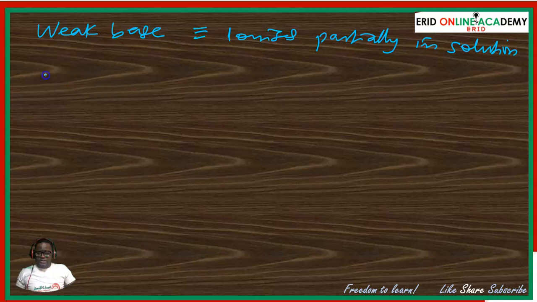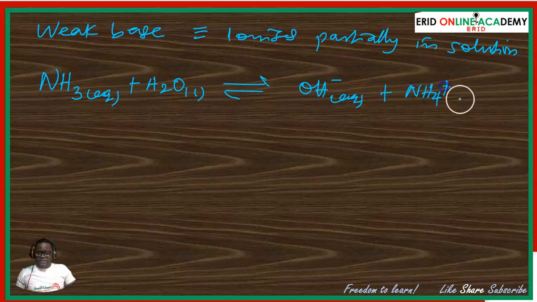Let's take an example of a weak base, ammonia. Ammonia is a weak base. When ammonia dissolves in water, ammonia ionizes into hydroxide ion and ammonium ion. It's good that you differentiate. Remember, ammonia and ammonium are two different species.